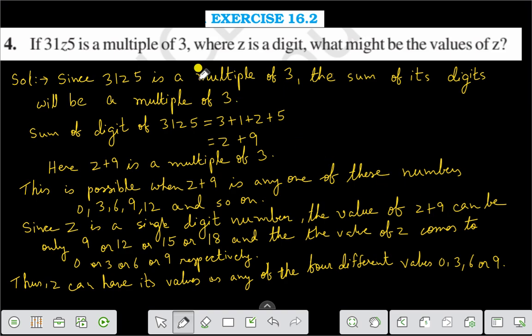Here you see, since 31z5 is a multiple of 3, the sum of the digits will be a multiple of 3. Sum of digits of 31z5 is 3 plus 1 plus z plus 5, that is z plus 9. Here z plus 9 is a multiple of 3. This is possible when z plus 9 is any of these numbers, that is 0, 3, 6, 9, 12, 15 and so on. Since z is a single digit number, the value of z plus 9 can be only 9 or 12 or 15 or 18, and the value of z comes to be 0, 3, 6 or 9. The z can have its values as any of the four different values, that is 0, 3, 6 or 9.